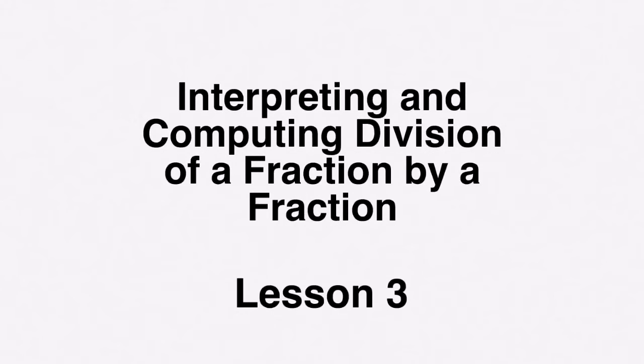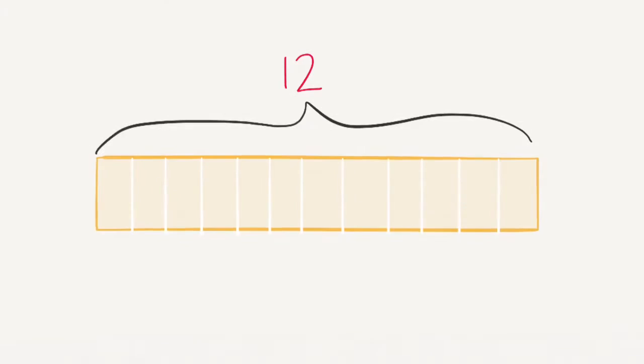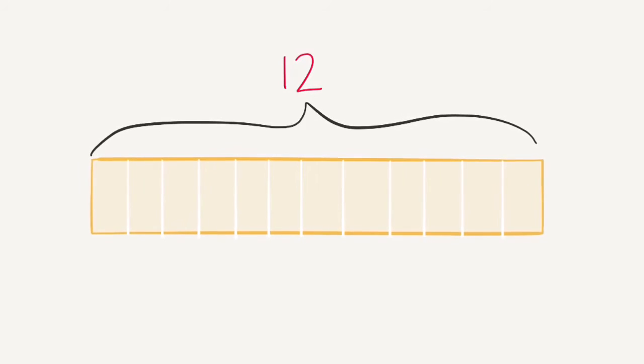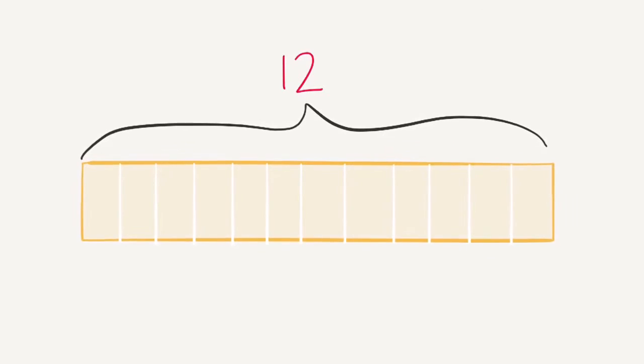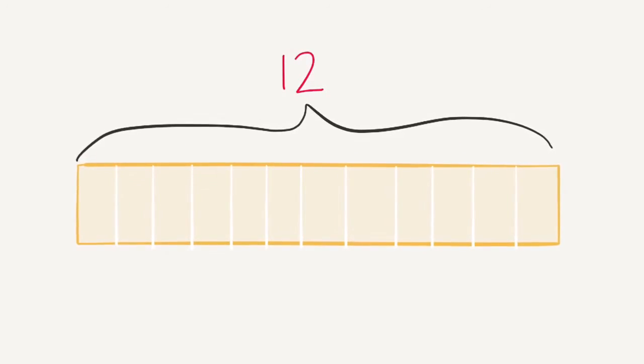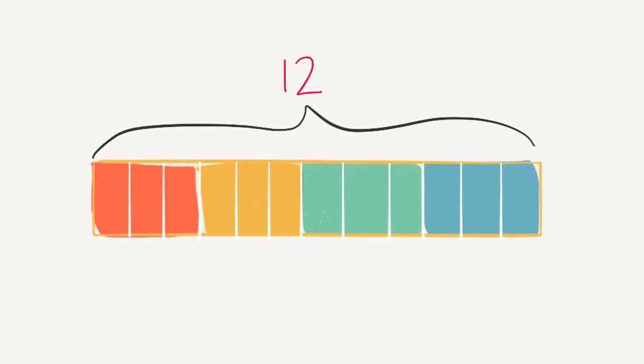Today, we'll interpret and compute division of a fraction by using a fraction. I want you to start by grabbing a piece of paper and draw a model that represents 12 divided by 3. Okay, so here's 12, and I could say in one hand that 12 divided by 3 is how many 3's are in 12. And so my model would look something like this.